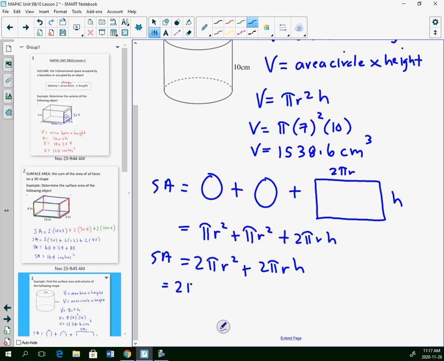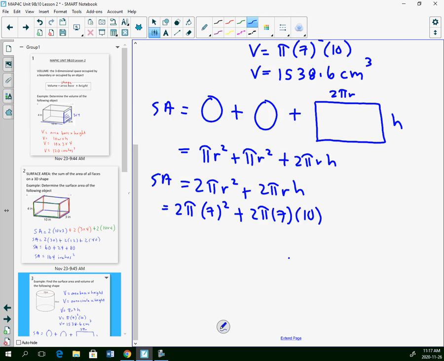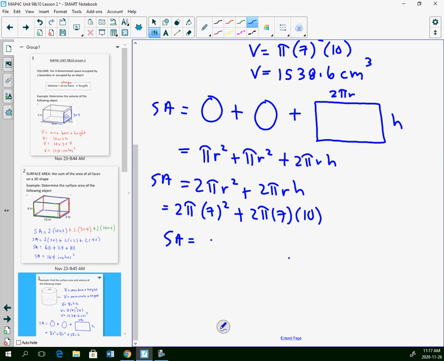So we'll just put in the dimensions. The radius is 7 and the height is 10. And then if we just calculate that, the surface area has a total of 747.32 centimeters squared. Okay, so that's how you come up with the surface area of a cylinder. Now you do have a formula sheet that you can look at, but this is just explaining where that formula comes from.